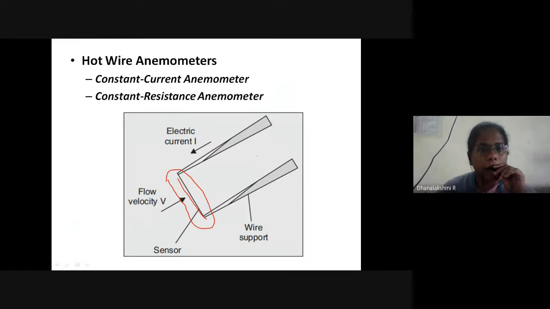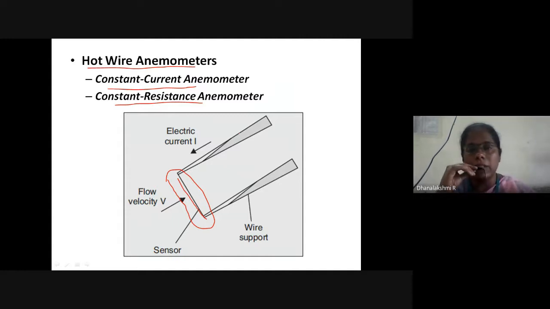In the hot wire anemometer, we have two types. One is the constant current type, the other is the constant resistance anemometer. In the constant current type, the anemometer has a heated hot wire, and that heat will be transferred to the stream of liquid which is flowing. We place the anemometer inside the flow of liquid, and therefore heat will be transferred. Whenever the heat is transferred, there will be a change in the resistance of that wire. That is called constant current.